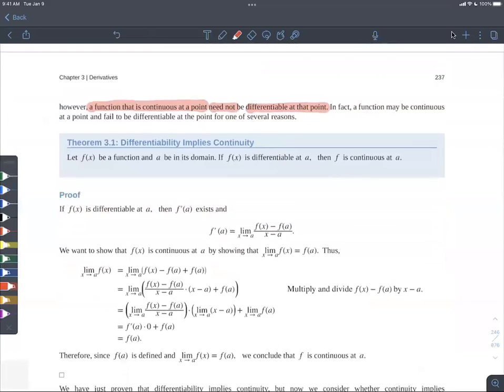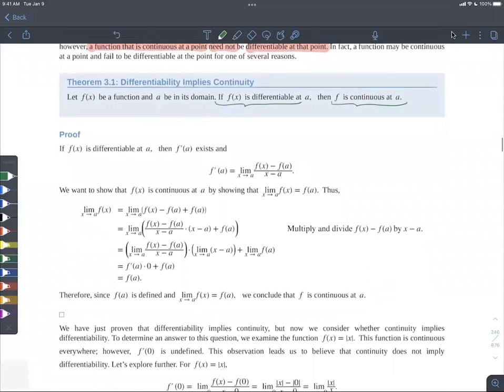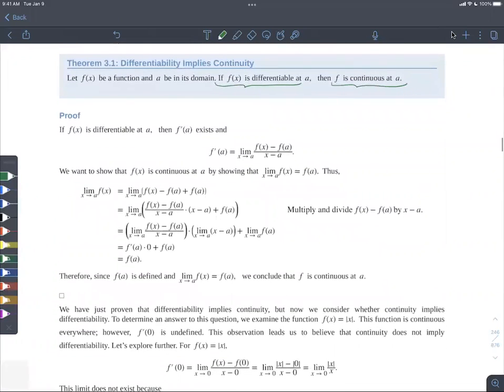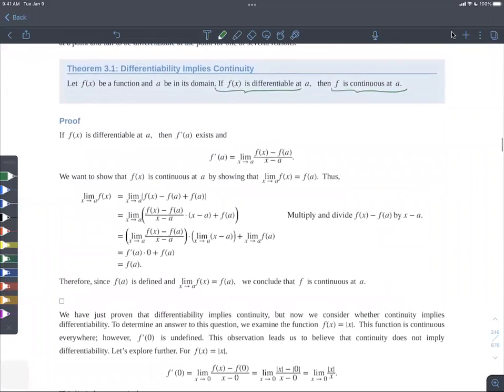So here's theorem 3.1, differentiability implies continuity. And here's the theorem. Let f of x be a function and a be in its domain. If f of x is differentiable at a, then f is continuous at a. Okay, so yeah, pretty simple statement here, but it says if a function f is differentiable, if its derivative exists at a, then f should be continuous there, or it is continuous there, according to this theorem. And there's a proof. This is kind of a nice proof, so I do want to go over it. We can write it on the side here. I'll just rewrite it, even though they have it done here.